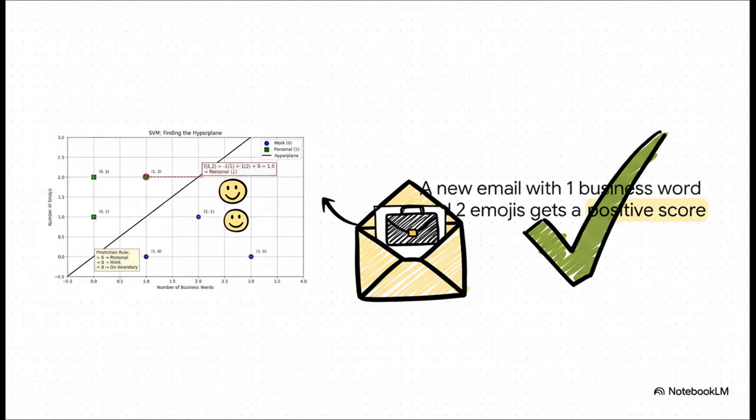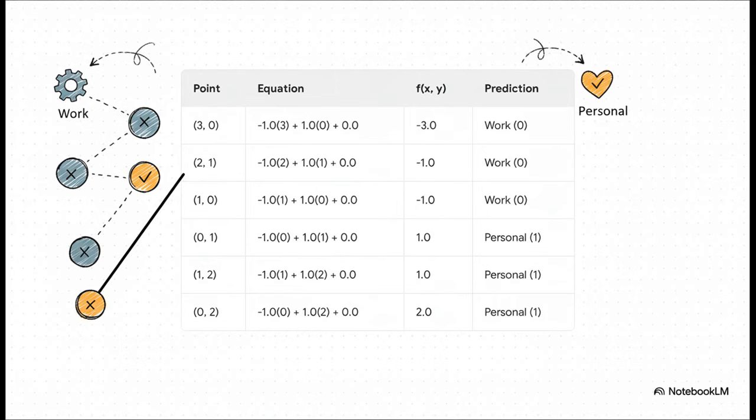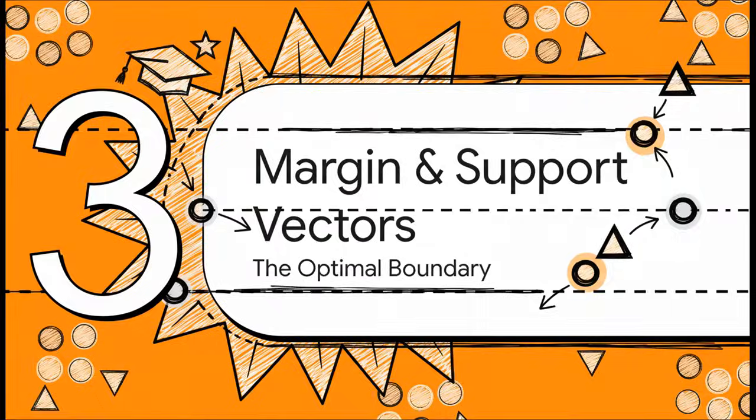Super simple. And if we run that same function on all of our data points, you can see it works perfectly. Look at the pattern here. Every single work email gets a negative score, and every personal email gets a +1. Our hyperplane is doing its job beautifully. Okay, so we have a line that works, but how does SVM make sure it's the absolute best line? And this next part is absolutely critical, especially for your exams.